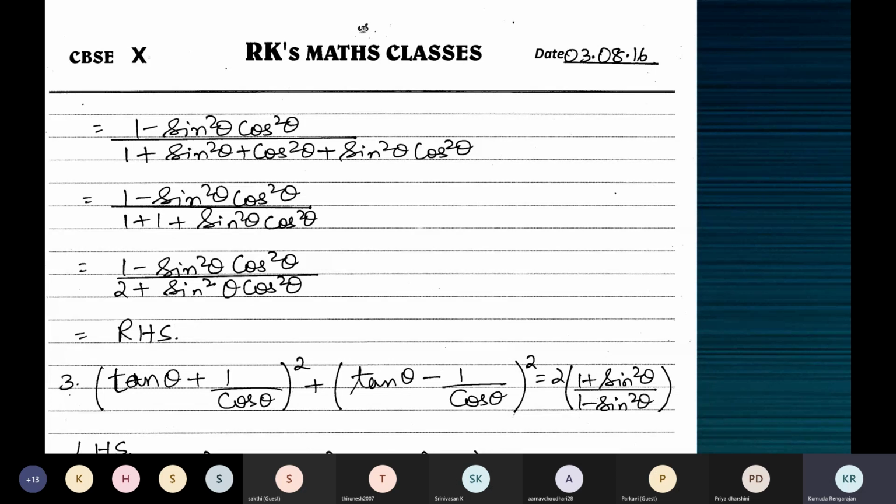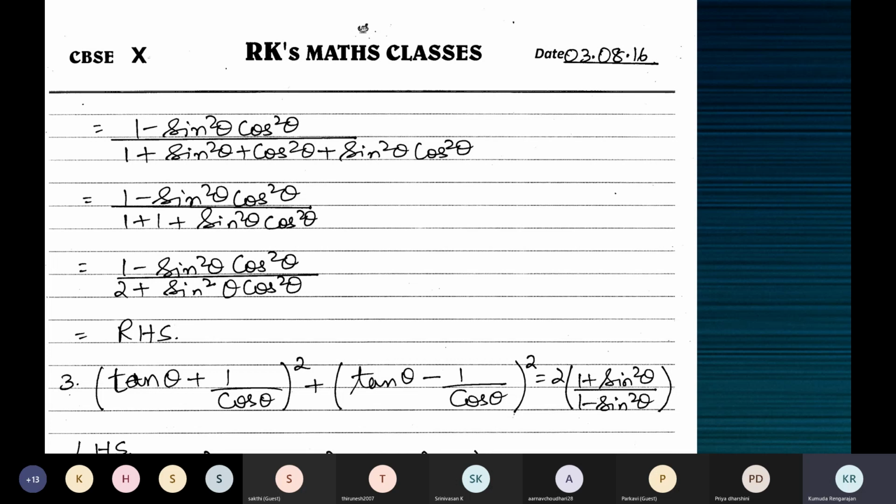(A plus B) the whole square plus (A minus B) the whole square is equal to 2 of (A square plus B square). Whenever you can use an identity like this, use that. You give preference to that rather than writing tan theta as sin theta by cos theta. Yes, we have to write tan as sin by cos, but before that, you can use the identity. So give preference to the identity.